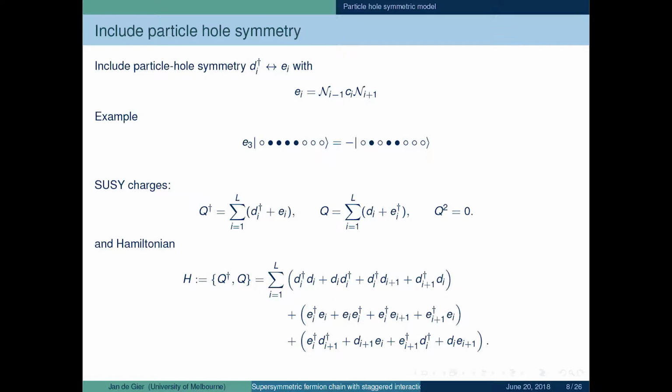So now we looked at a SUSY charge, Q dagger, which was the sum over the creation operators of fat fermions plus the annihilation operators of fat holes. And so that introduces a manifest particle hole symmetry. And you can again check that Q squared equals 0, and that this is a SUSY operator, and then you can compute the Hamiltonian again as the anti-commutator of Q dagger Q.